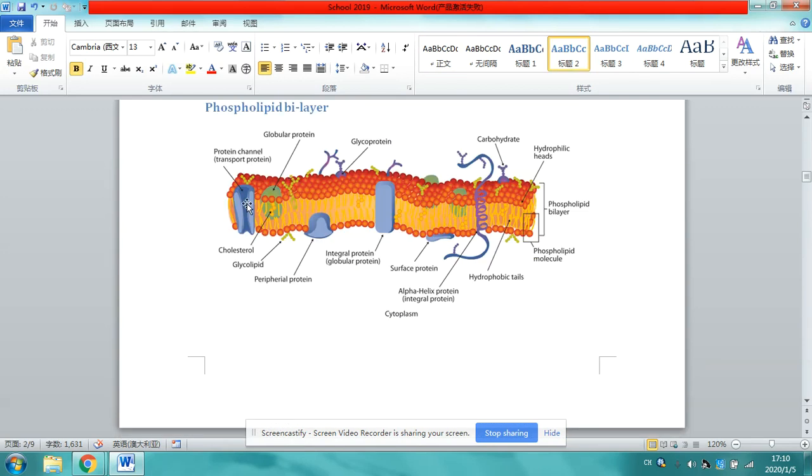So let's review the three types of passive transport and active transport. Passive transport, first one, simple diffusion. Second, osmosis. Third, facilitated diffusion. Active transport, first pump. Second, endocytosis. Third, exocytosis. Well, that's pretty simple stuff, and hopefully we'll get into something a little more complicated later.